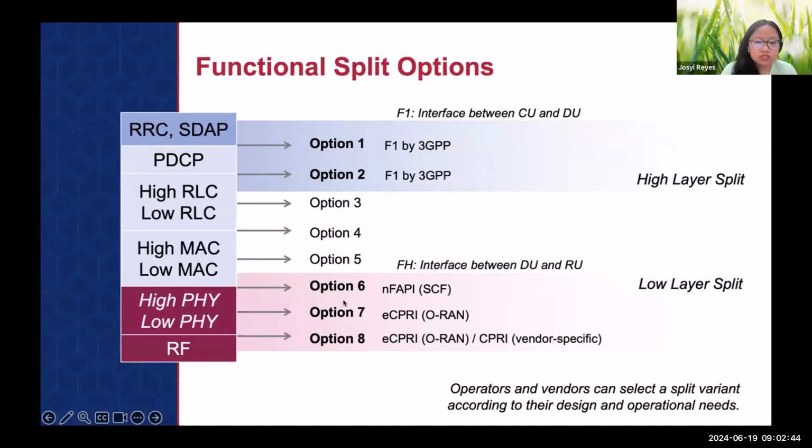And then in options 6, 7, 8, since we have two blocks there, the RU and then the CU-DU, the important interface is the front-haul interface. So depending on the option type, there are certain front-haul interfaces assigned for that. Like here, we have the nFAPI, the eCPRI, and eCPRI. The CPRI is also applicable for option 8, but this is vendor specific. This is a proprietary interface. So the operators and vendors can select the split variant according to their design and operational needs.